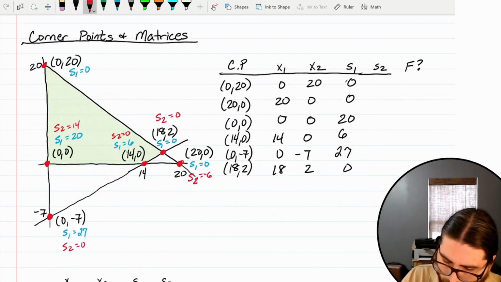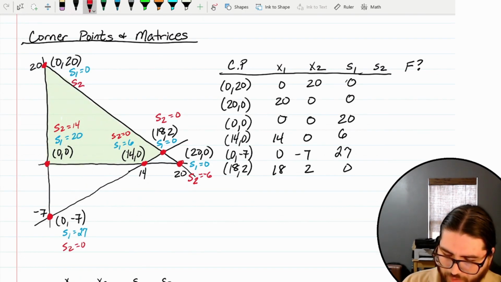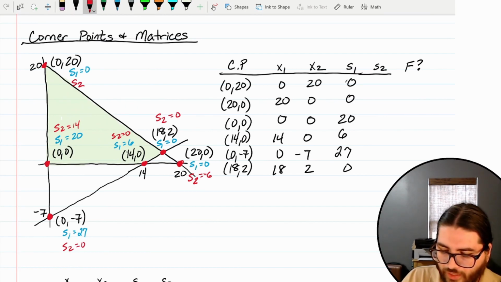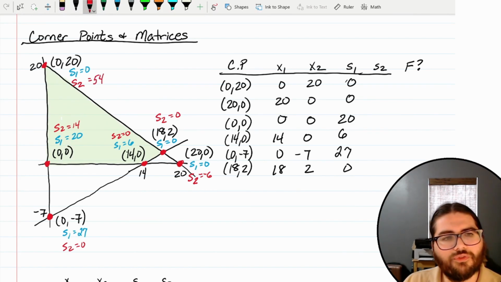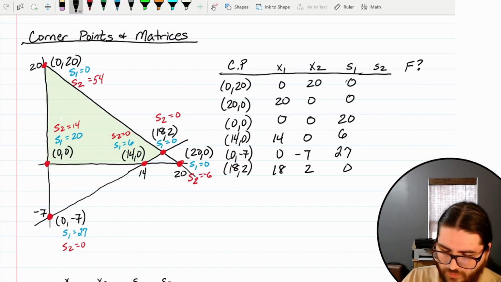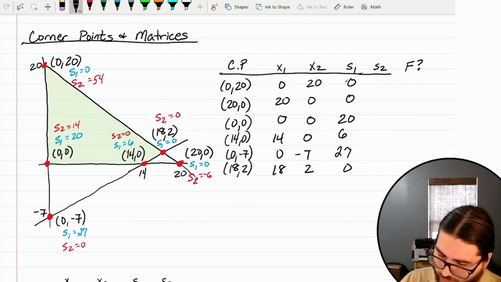And let's see, one more. So up here, 0 minus 2 times 20, that's -40, plus 40, I think I need to go out to 54. 40 plus 14 more would give me the equals 14. I need to get back to the 14 line. So the slack variable will be 54 there. Interesting. So 0, 20 has a slack 2 of 54.